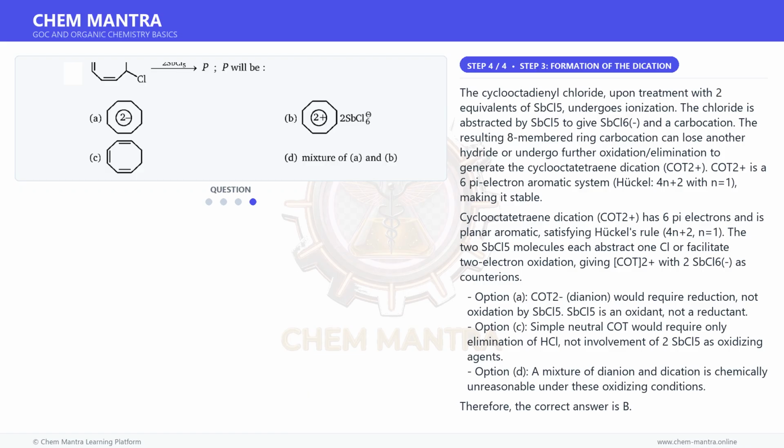Option A. COT2 dianion would require reduction, not oxidation by SbCl5. SbCl5 is an oxidant, not a reductant. Option C. Simple neutral COT would require only elimination of HCl, not involvement of 2 SbCl5 as oxidizing agents. Option D. A mixture of dianion and dication is chemically unreasonable under these oxidizing conditions.